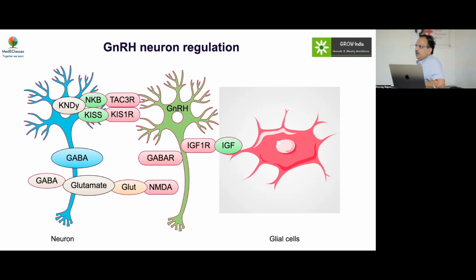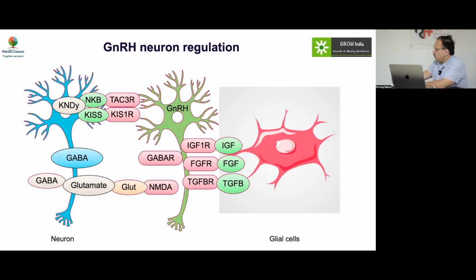Plus, there are local paracrine factors like IGF, FGF, and TGF, which also play a role, which are not very relevant from an endocrine perspective, but they are very relevant from a local perspective. So in scenarios when the body says you are matured, GABA will go down, glutamate will go up, and kisspeptin will come up. And then you will have pubertal onset.